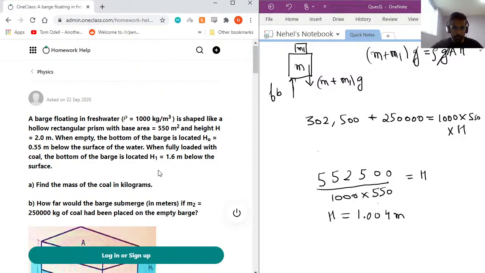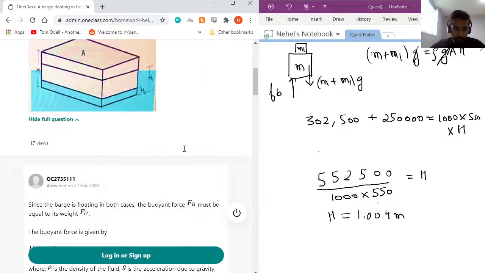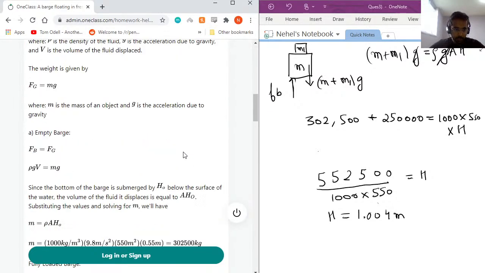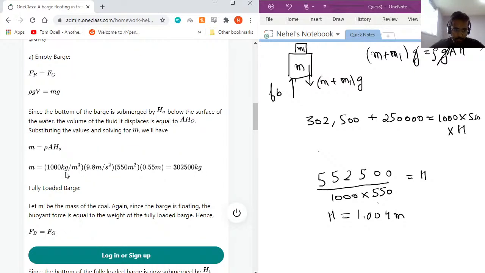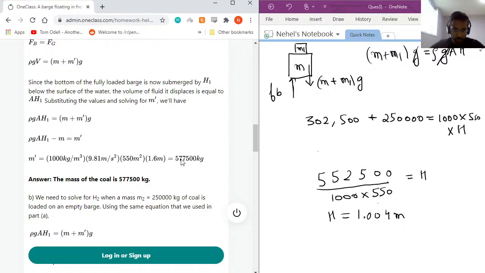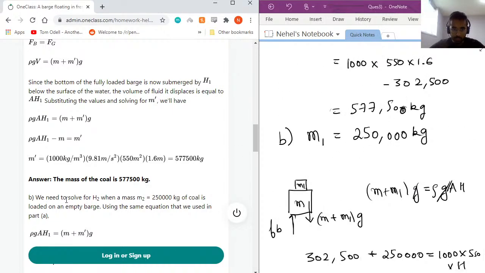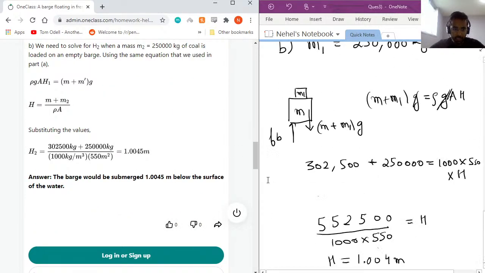Okay, let's go ahead and verify the solution. So the buoyant force is rho G V equals mg, that's perfect. So the first answer, 577,500, is correct. And the second answer is also correct, 1.004 meters.